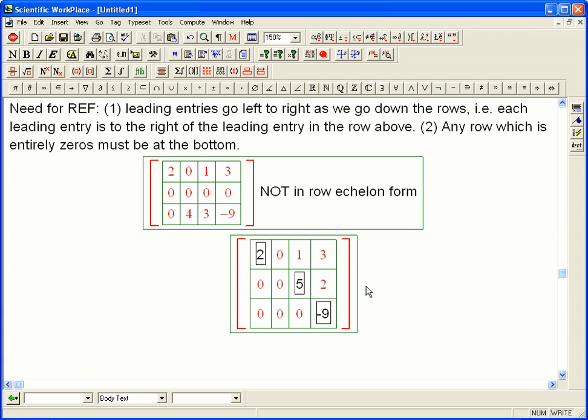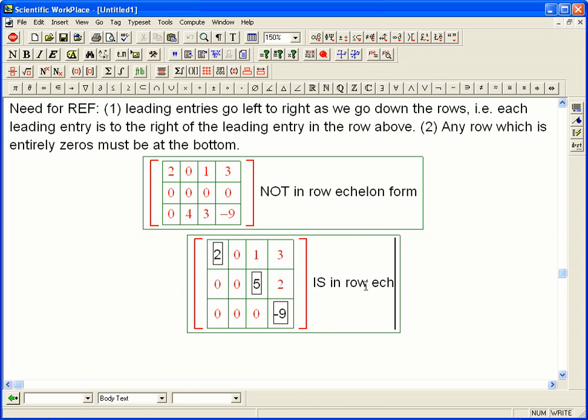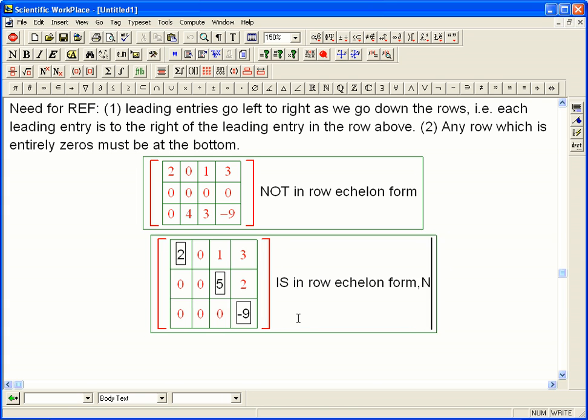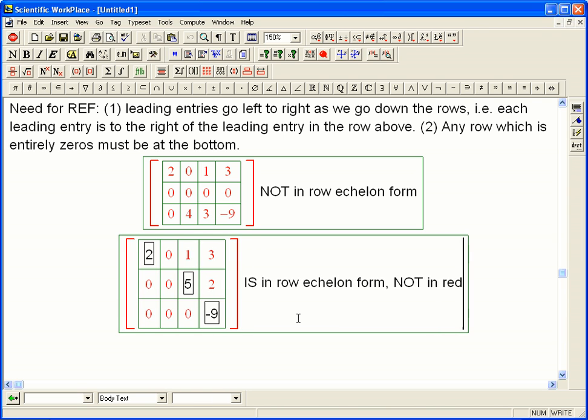So this is in row echelon form, because it's doing the stair step, each pivot going from left to right as we go down. There are no zero rows, so the second condition doesn't apply. But it's not in reduced row echelon form.